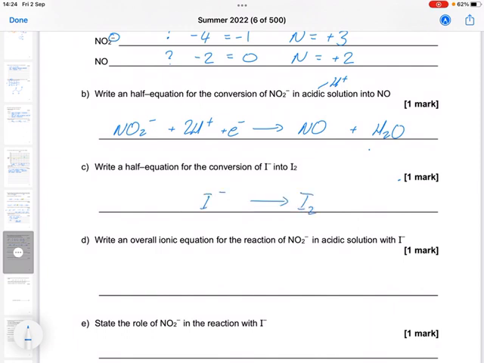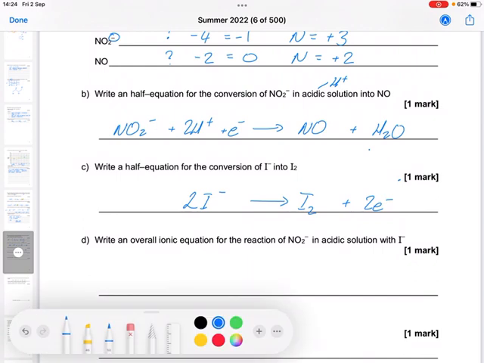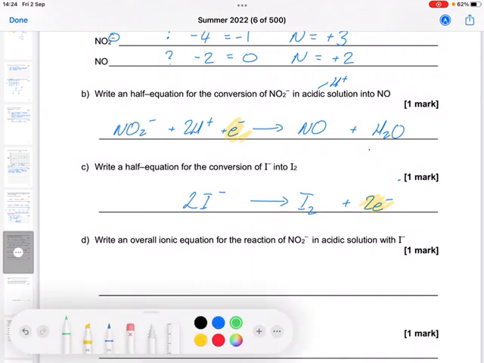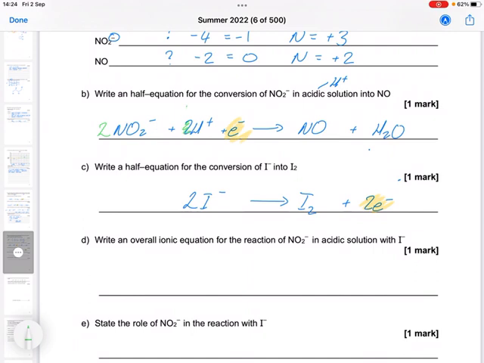Part C, write a half equation for the conversion of I- into iodine. So again, the redox elements start with that. So I need 2 iodides to iodine, and then I need 2 electrons over here. The overall equation, so I just need to make sure that the electrons here and here balance, which at the moment they don't. So I'm just going to go through and double everything in here. So that becomes 4, 2, 2, and 2.